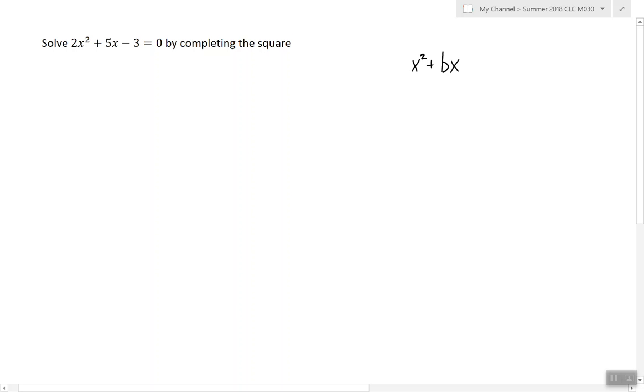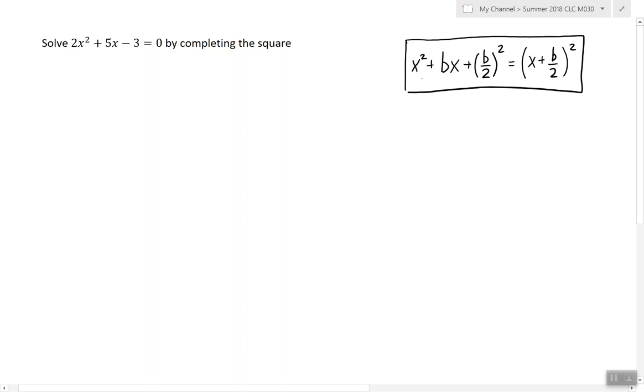If you see such an expression, then you can add half of b squared, and then the expression becomes a perfect square of x plus half of b. So this is what the process of completing the square looks like, and it only works when you have something like this. So how do we use this method to solve quadratic equations?